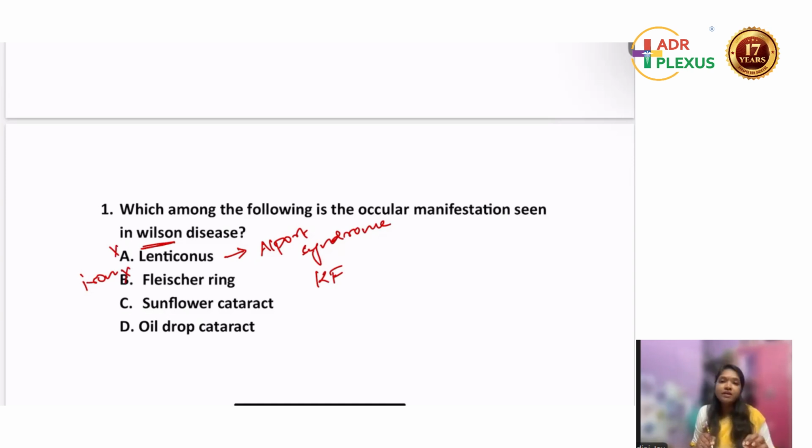Third one, sunflower cataract. Yes, that is a feature of Wilson disease. That is the right answer for this question. Oil drop cataract: no, oil drop cataract is not a feature of Wilson disease. Oil drop cataract you usually see in conditions like galactosemia. Fine. So for this question, the answer is sunflower cataract.